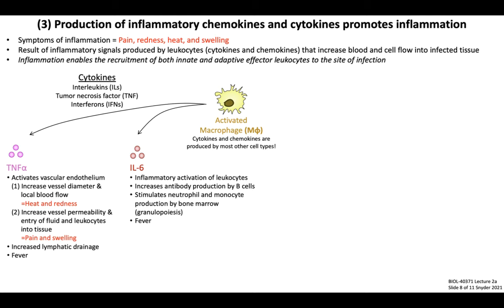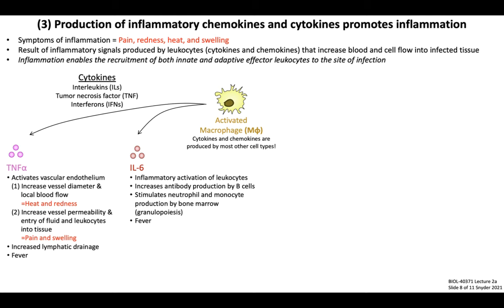Due to the influx of fluid into peripheral tissues, this also leads to increased lymphatic drainage, as larger volumes of lymph need to be circulated through the lymph nodes. And this has important implications for the drainage of soluble antigens as well as antigen-bearing APCs into lymph nodes for adaptive immune priming, as we discussed last week. Lastly, TNF signaling also increases body temperature through signaling that's relayed through the hypothalamus, and this results in a fever, which further helps with vasodilation.